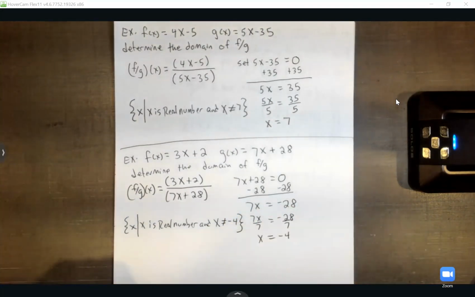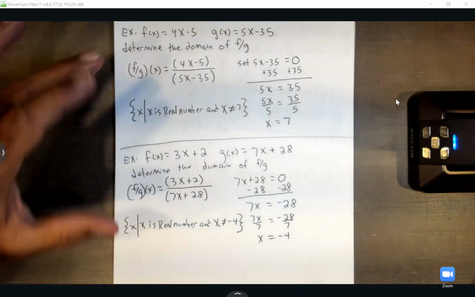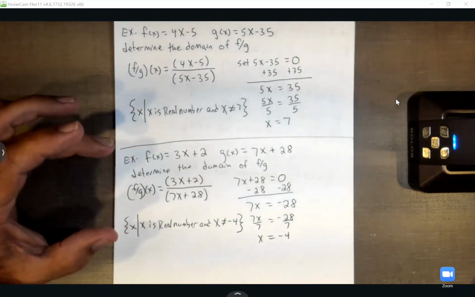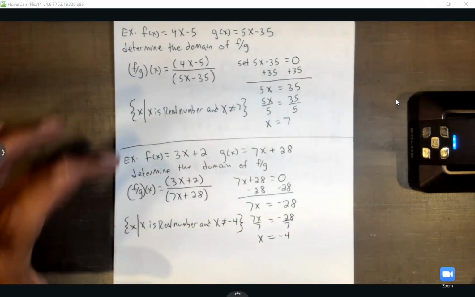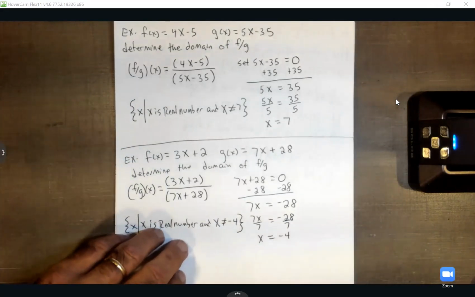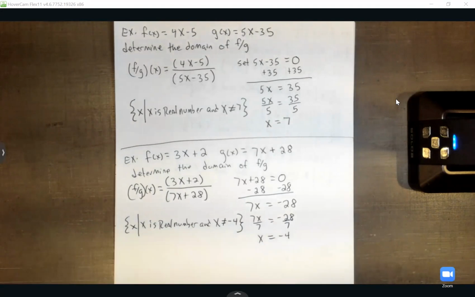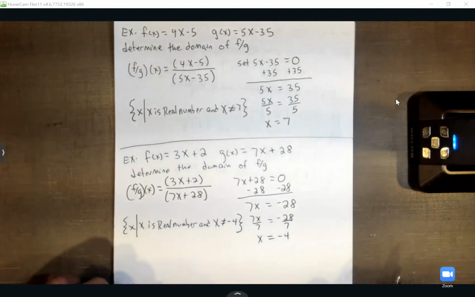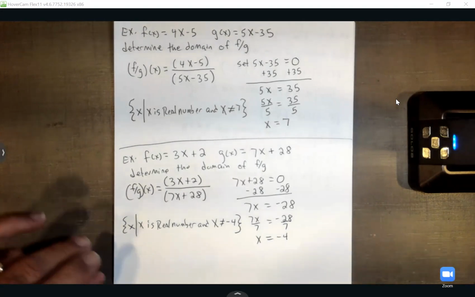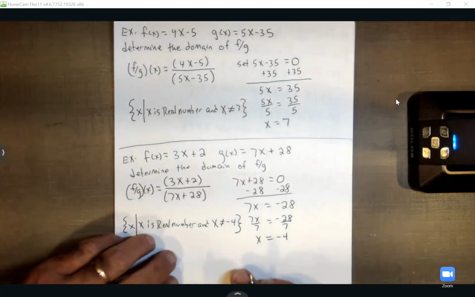Okay, so those are examples of division. So with division, if you got a variable in that denominator, there's got to be some number you're going to kick out every time, okay? All right, let me see. Yeah, y'all, that is all of 2.4.